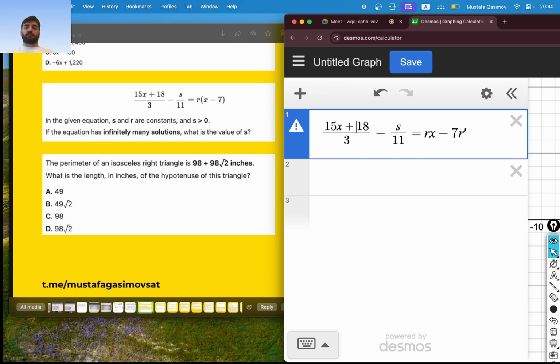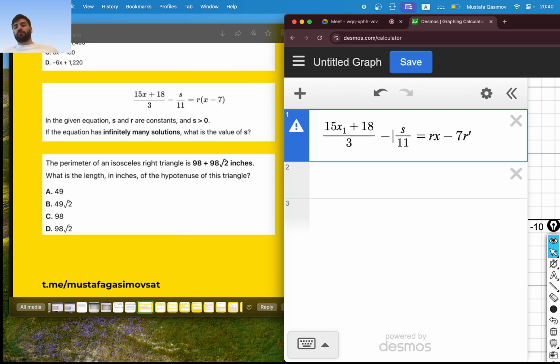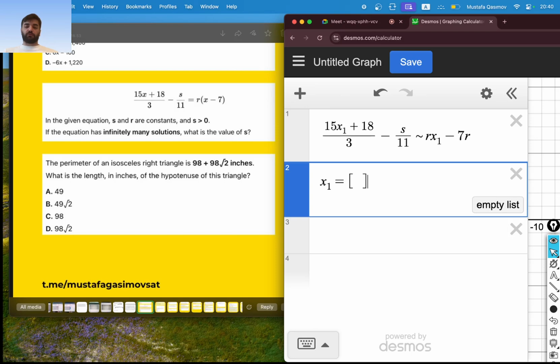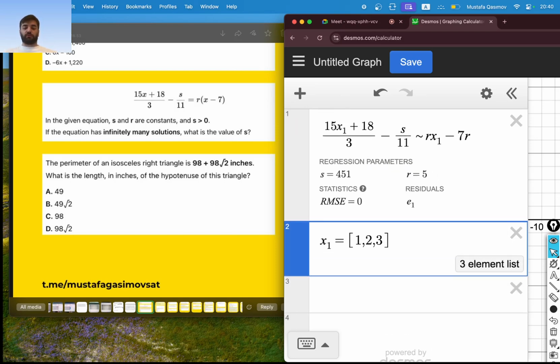Then you have to write here x1. You can do this method when you say no infinite number of solution. Then it will be x1 is equal to 1, 2, 3, let's say 4, 5 and etc. So it will be s is equal to 451 and r is equal to 5. It's all.